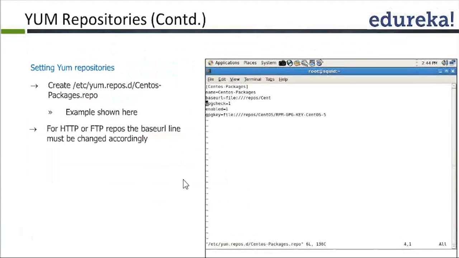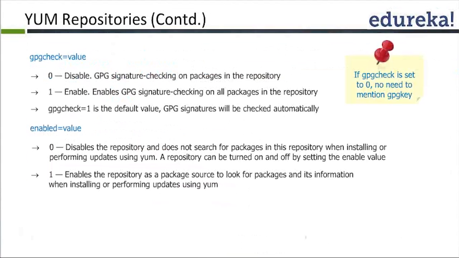So yum by default will follow the order. It will search the first repository, and if not available, it will search other repositories as well. So you can have multiple repositories. You just have to configure it. So these are some of the arguments. You can configure the repository and make it available. Or you can disable it or enable it, but you can have a prior configuration.